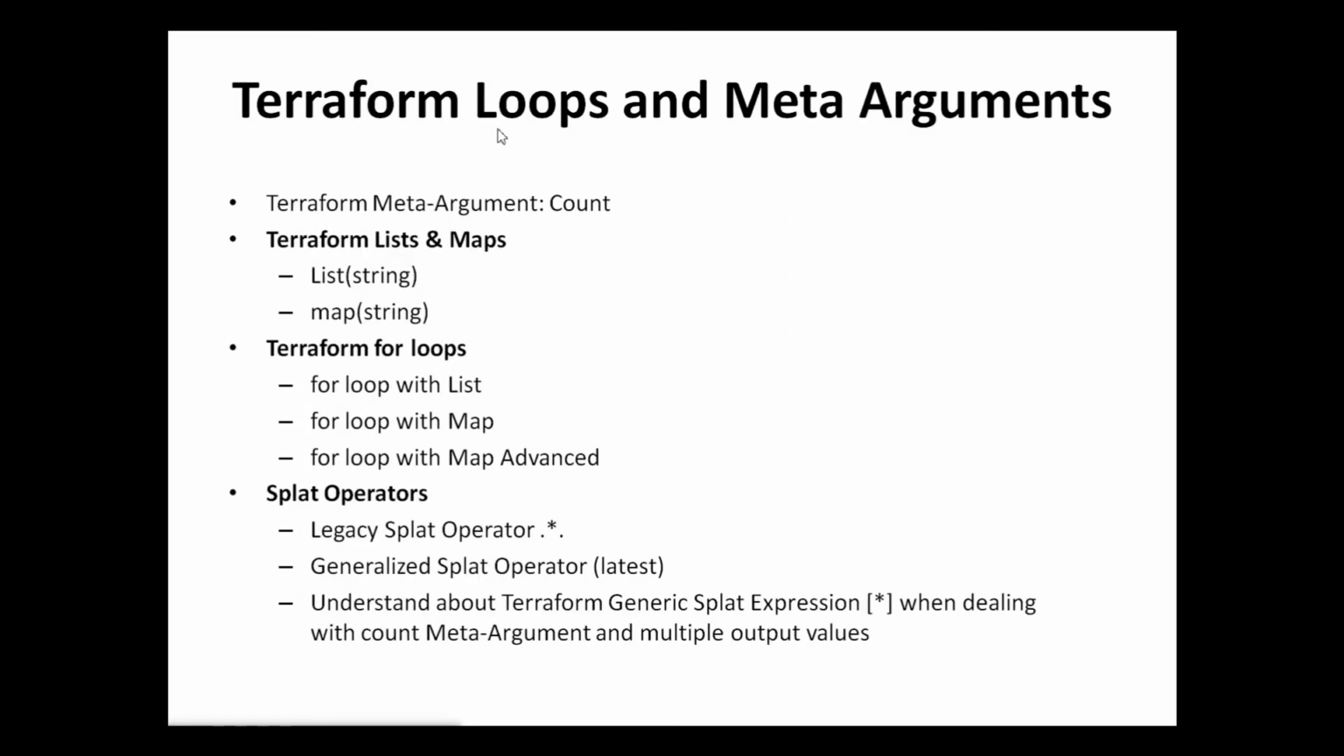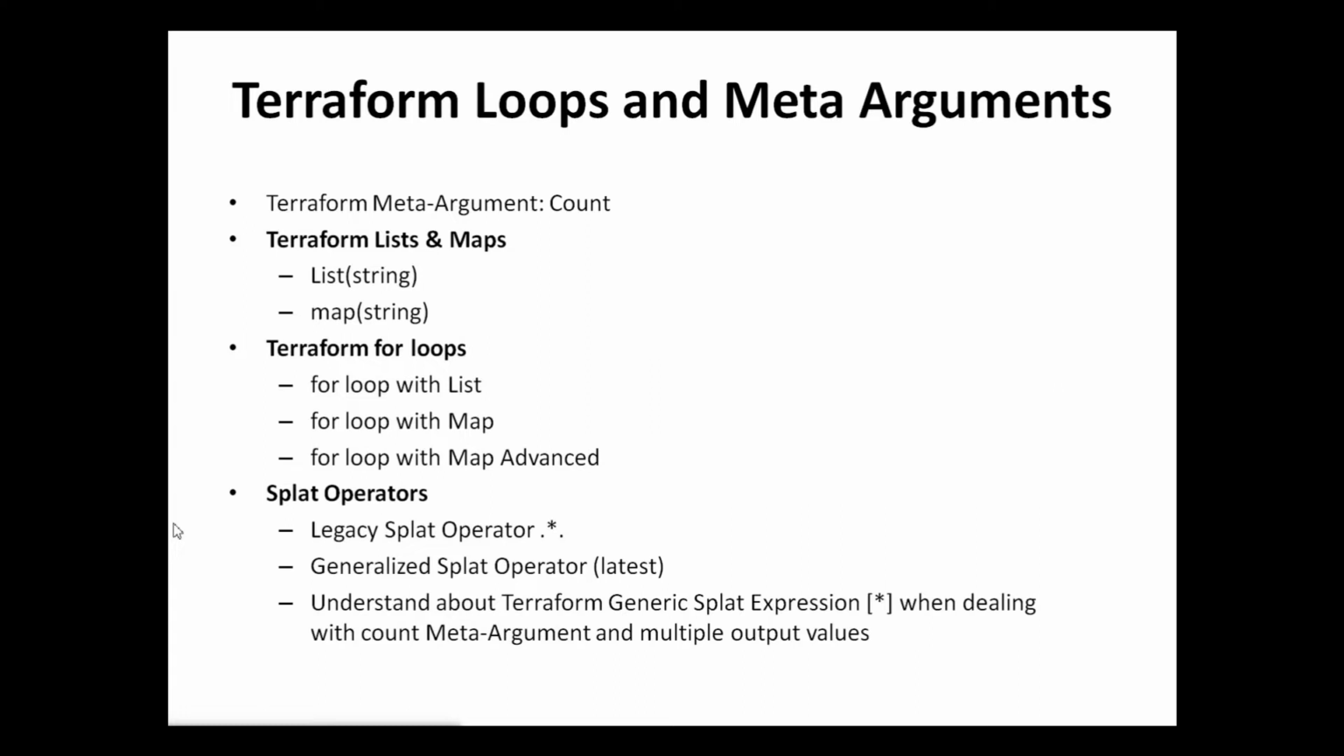Here we will learn about the Terraform meta argument count, Terraform lists and maps, which will be lists with strings and maps also with strings, and Terraform for loop commands, which will be for loop with list, for loop with map, and for loop with map advanced. So what does this for loop with map and map advanced mean? The output of the for loop, you can generate a list, a map, or with map advanced mode. These we will be seeing here.